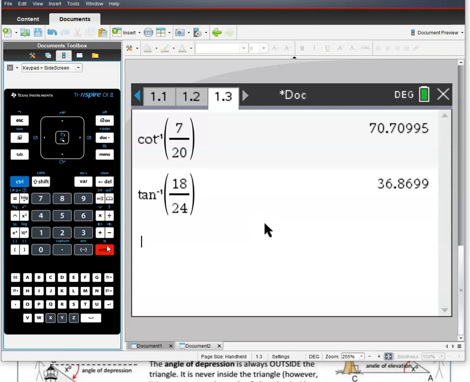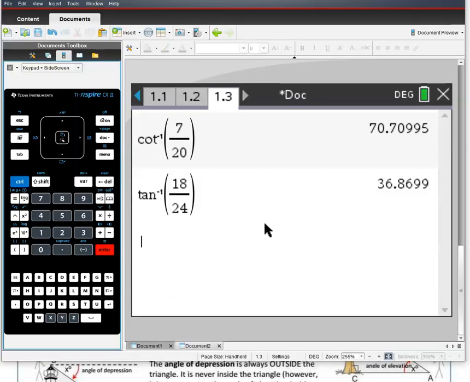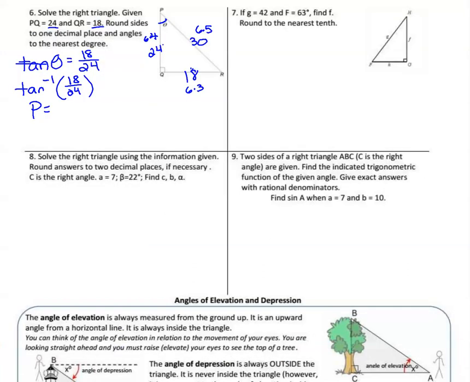And that would be 36.9 degrees, or what did it say to round to? It said angles to the nearest degree. So angle P is 37 degrees.